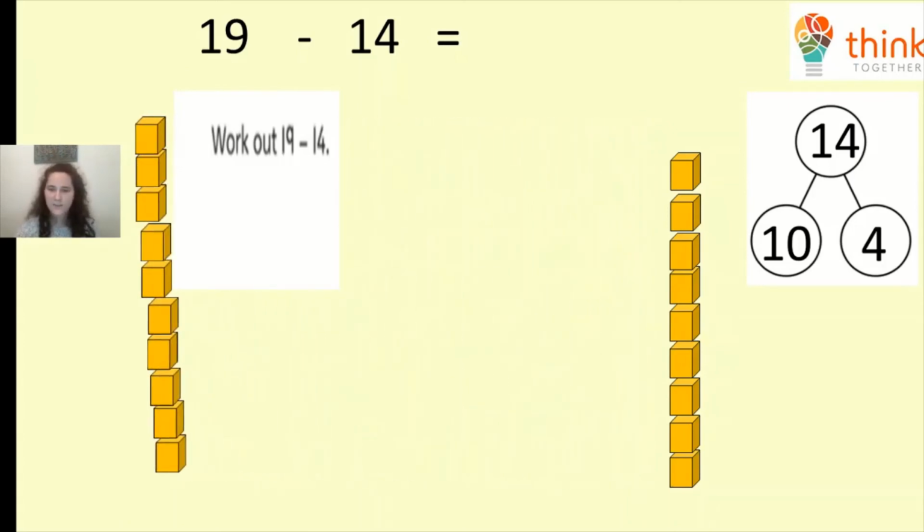There it goes. What do I need to do now? Looking at my part-whole model, I've taken away the 10. Now what? Amazing. Now I need to take away 4. Are you ready to count with me? Let's take away those final 4. 1, 2, 3, 4. Brilliant. I've now taken away 14.